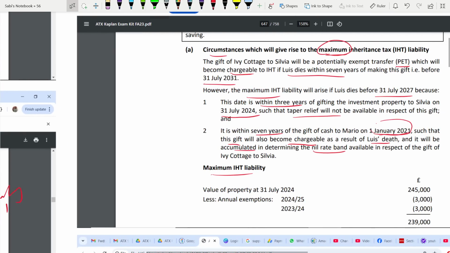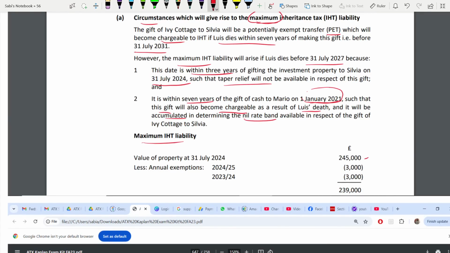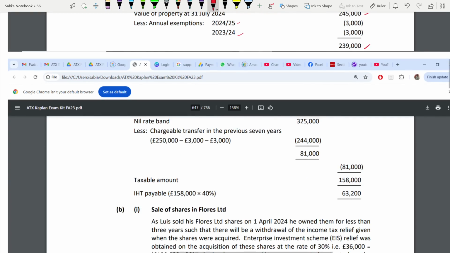See, now you will calculate the maximum. So what is the value of the property? Already they have given you 245. Annual exemption this year and the previous year, and 239. You have made a gift of 250 of cash to Mario, but remember from here also the annual exempt amount you have to deduct. And deduct it from 325. This much is available of nil rate band. This is your taxable amount charged at 40%. This is your IHT, 63,200. So you have answered the first part.